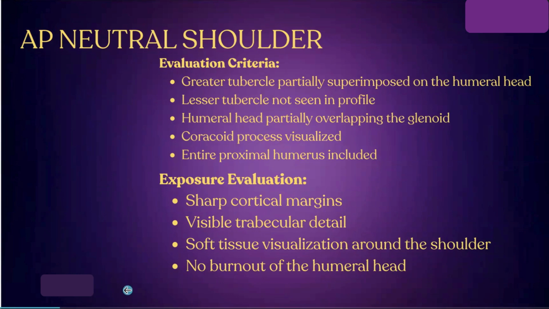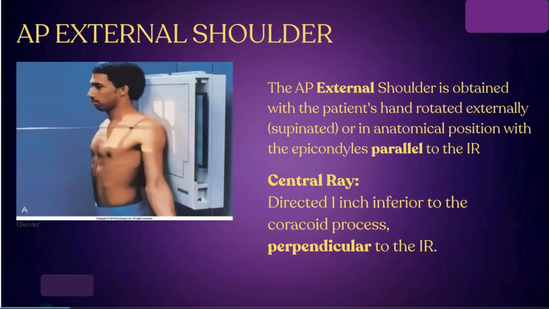Exposure evaluation: make sure you see sharp cortical margins, visible trabecular detail, soft tissue visualization around the shoulder, and no burnout of the humeral head. So you want to make sure, again, you're using that KVP range between 65 to 70 without a grid and 75 to 80 if you are using a grid for the shoulder x-rays.